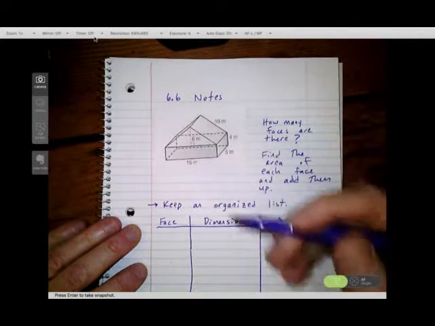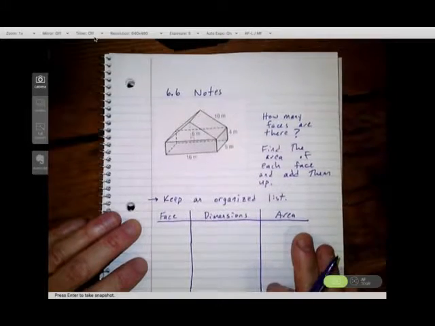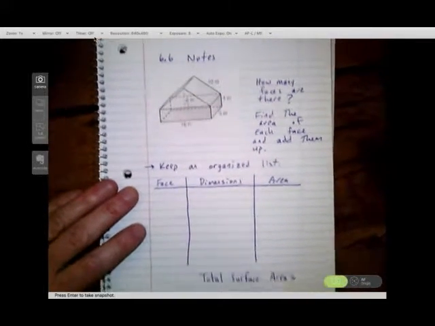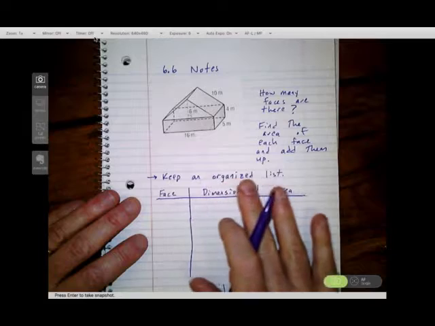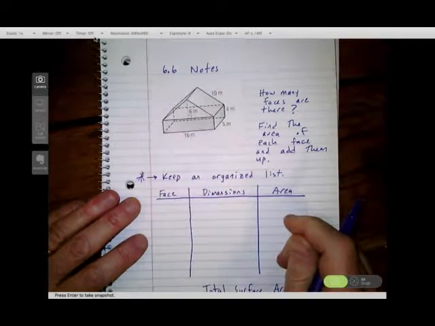So we're going to find 9 areas and add them up. And that'll give us our total surface area. So let's just go through here again. I'm going to highly recommend, I know it's a lot of work for each problem, but keep an organized list. It really helps keep things straight.